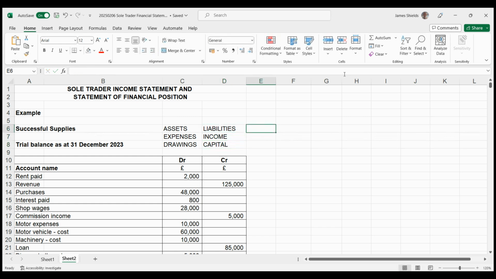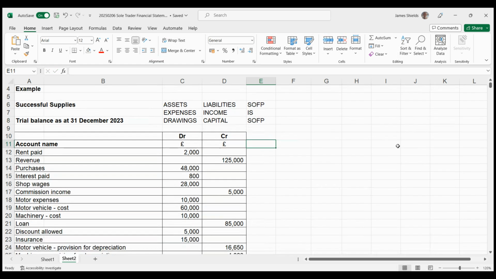If it's an asset or liability, that goes in your statement of financial position. Expenses and income go in the income statement, and drawings and capital go in your statement of financial position. So I'm going to go through each account name. You're going to identify if it goes in the statement of financial position or the income statement.